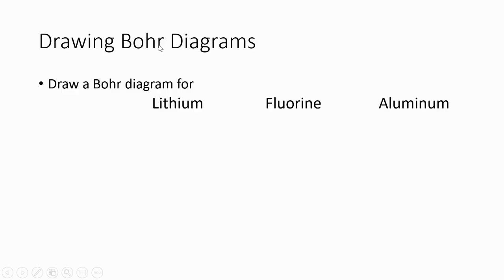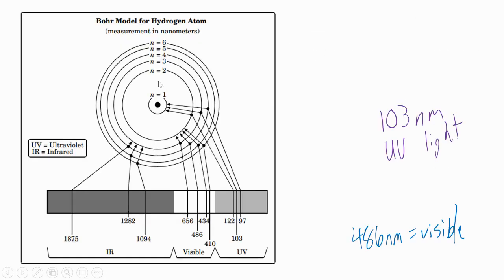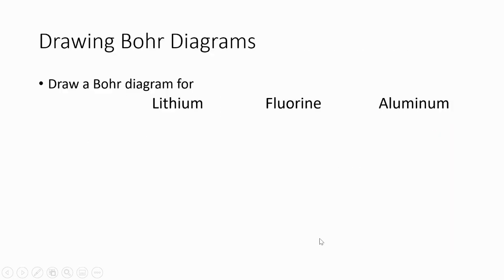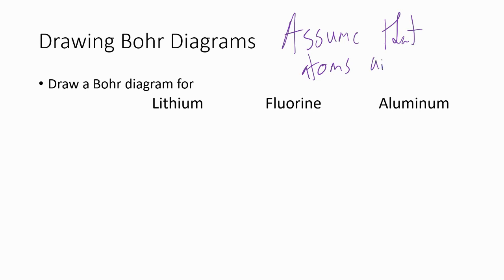The other application of this is drawing Bohr diagrams. Using this basis that the first shell holds 2, the second holds 8, and the third holds 18, we will assume when we're doing Bohr diagrams that everything is neutral. So assume that the atoms are neutral, which is to say no charge. So no charge, protons equal electrons.